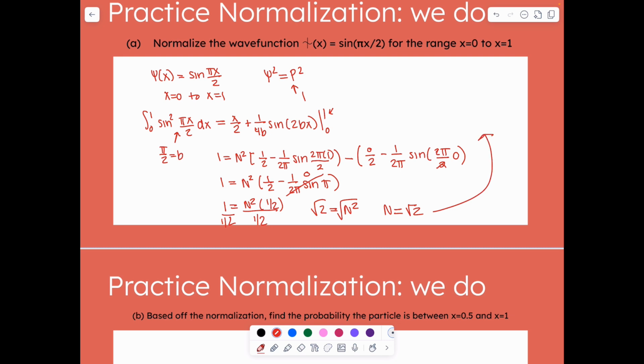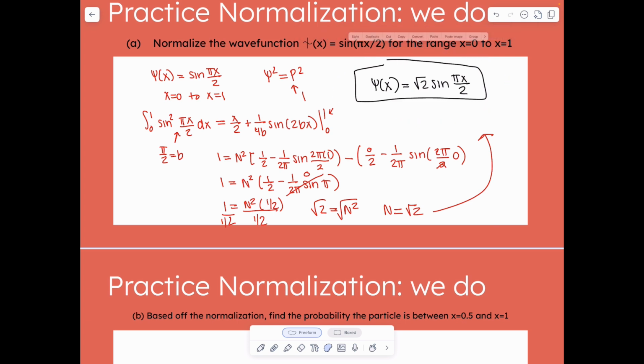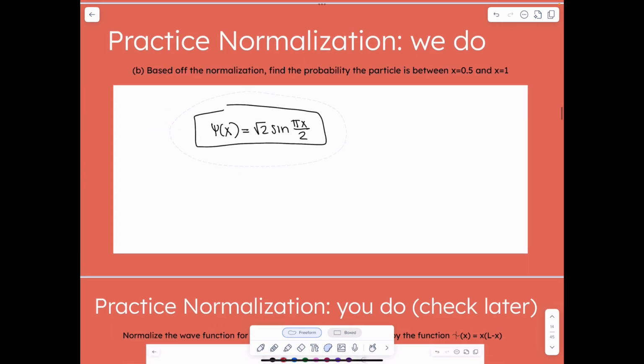So now we can plug it back in at the top. And we have the wave function of x equals the square root of 2 sine of pi x over 2. So now we can take this wave function that we have and bring it down here.